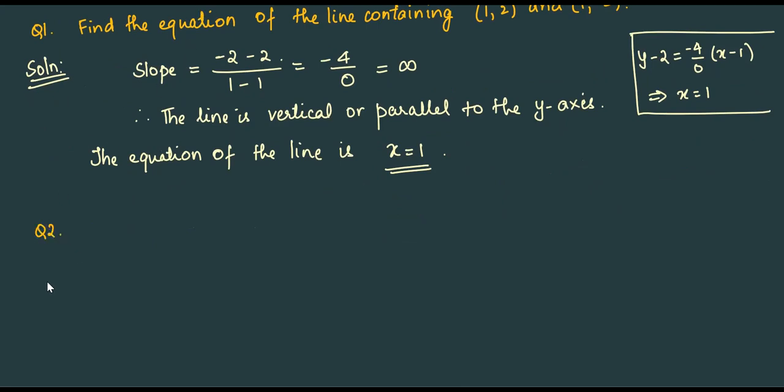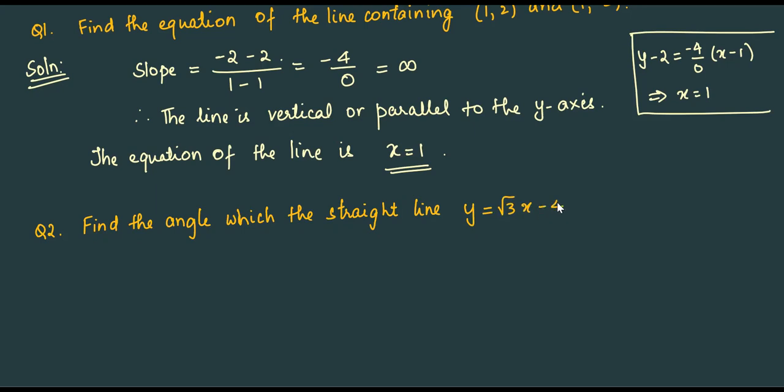Next. The next question is: find the angle which the straight line y equal to root 3 x minus 4 makes with the x-axis. So, solution.